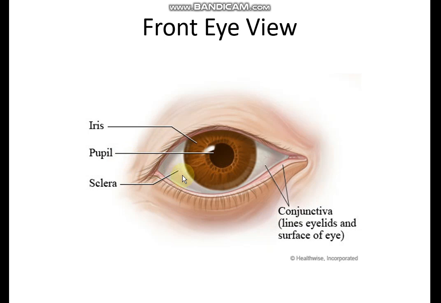Then there is a white tough protective layer which is called the sclera. Then on the sclera there is a very delicate layer which is the conjunctiva. It is preventing your eye from desiccation and drying out. It is there to protect the eye.